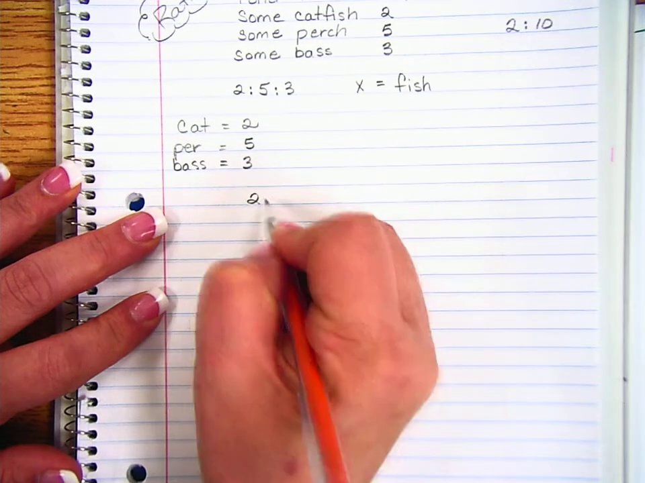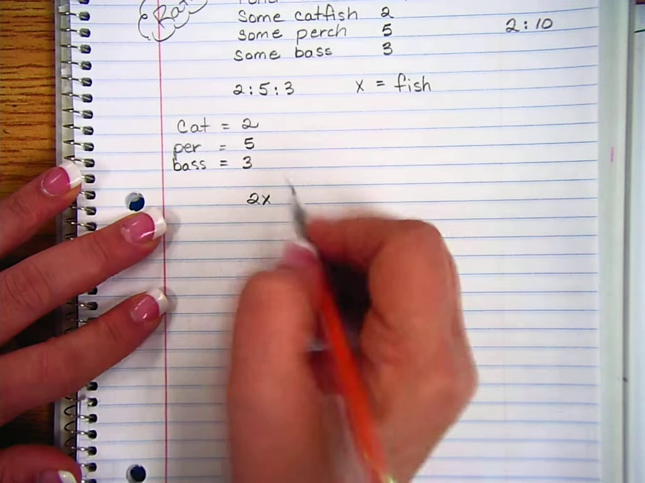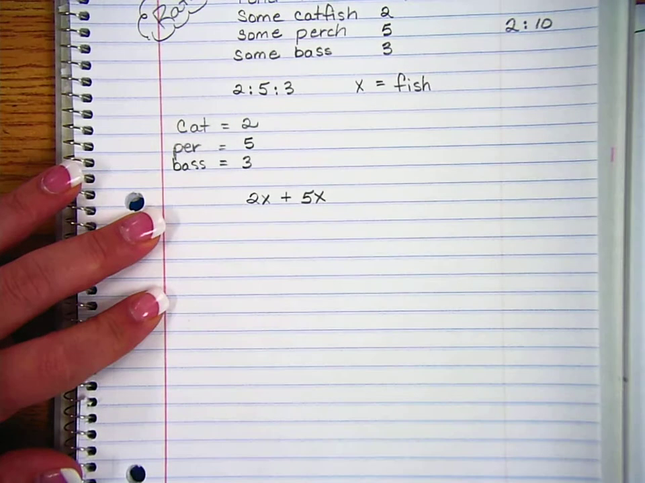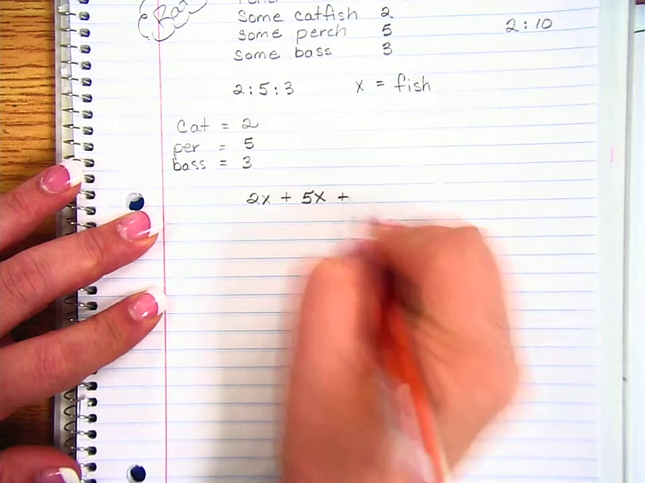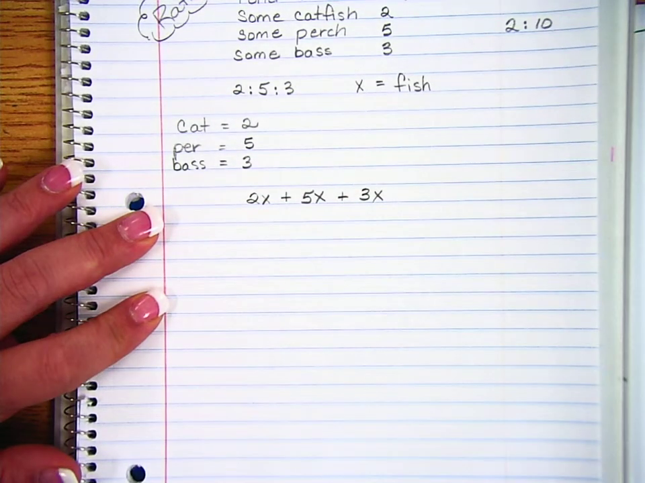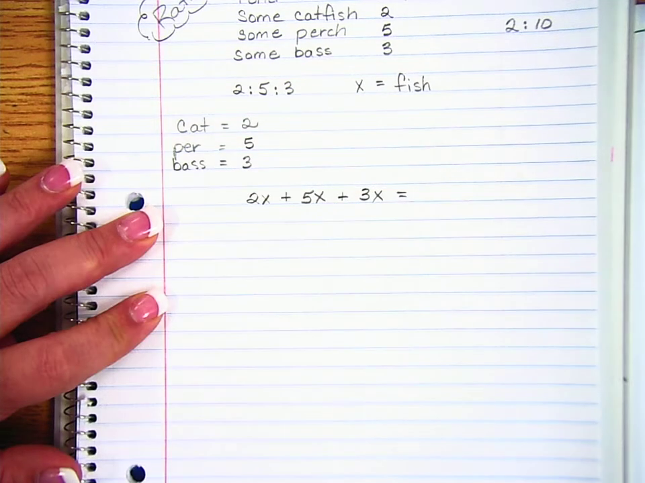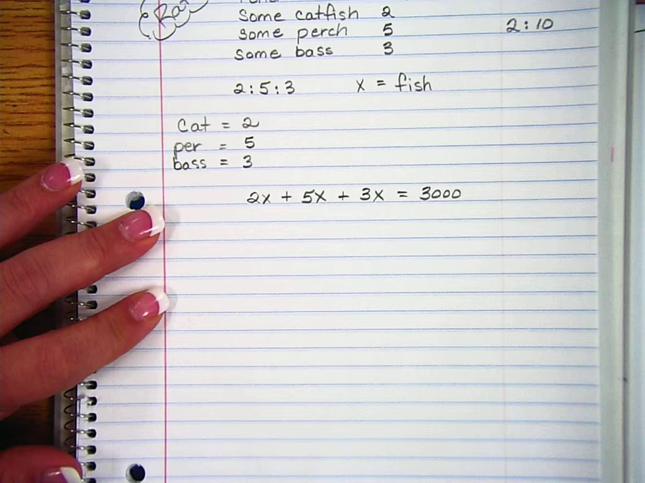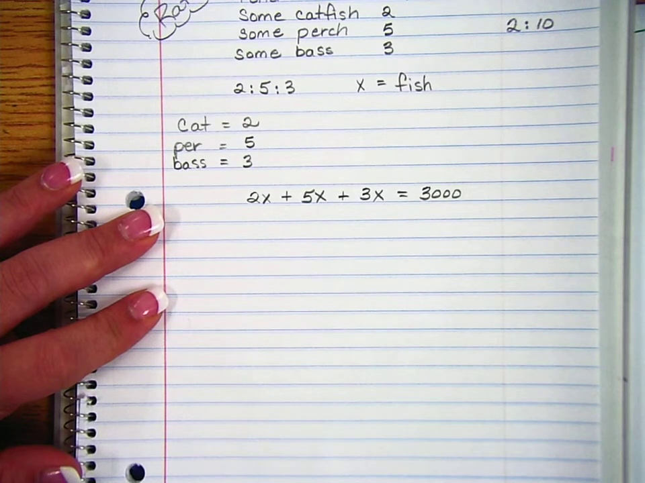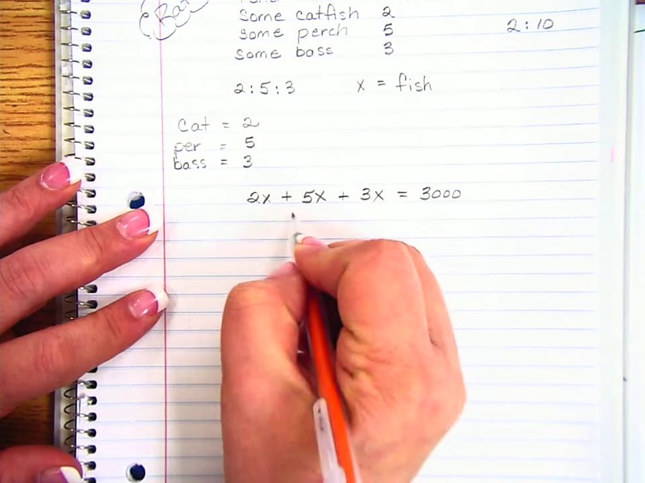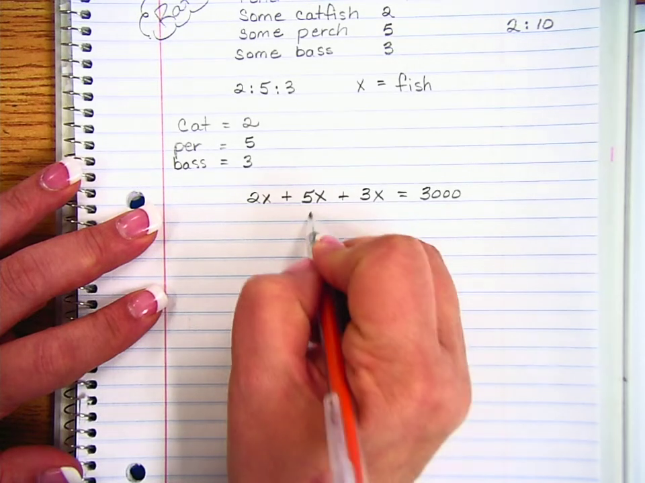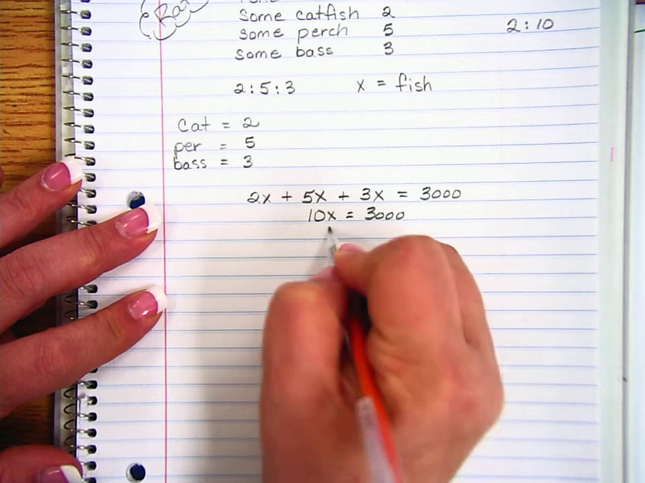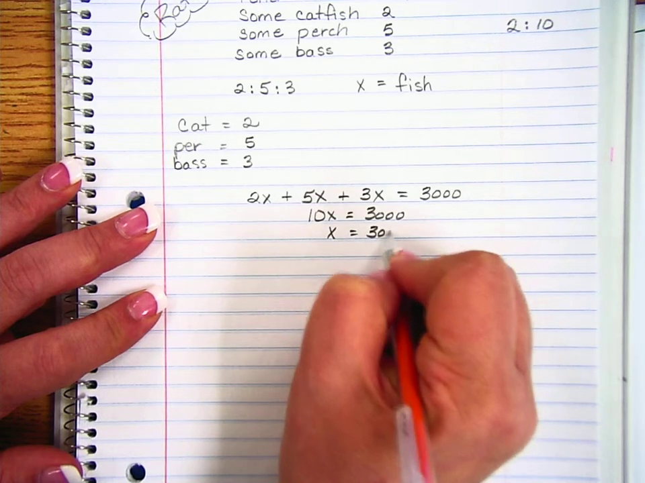2 catfish, so that's 2x fish, right? Plus 5 perch, still a fish, so I'm going to use the x. Plus 3x for 3 bass. It's going to equal what? 3,000, the total number of fish in the pond. Now that looks like a simple equation that I could solve for x, right? Let's go ahead and do that. So I've got 2x plus 5x plus 3x is 10x equals 3,000. So our x ends up being 300.